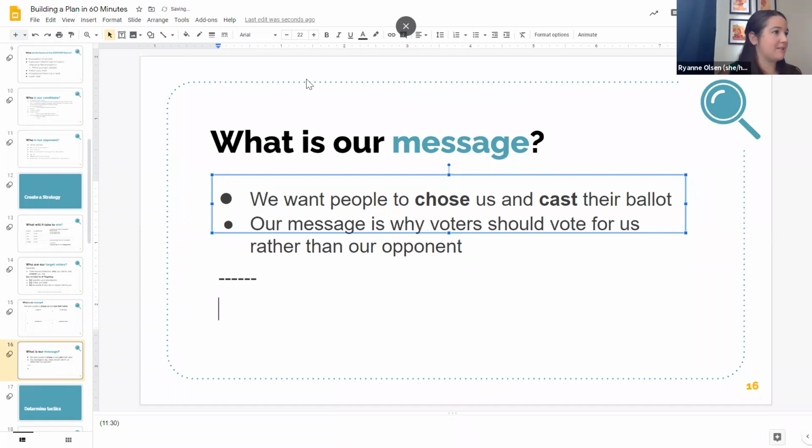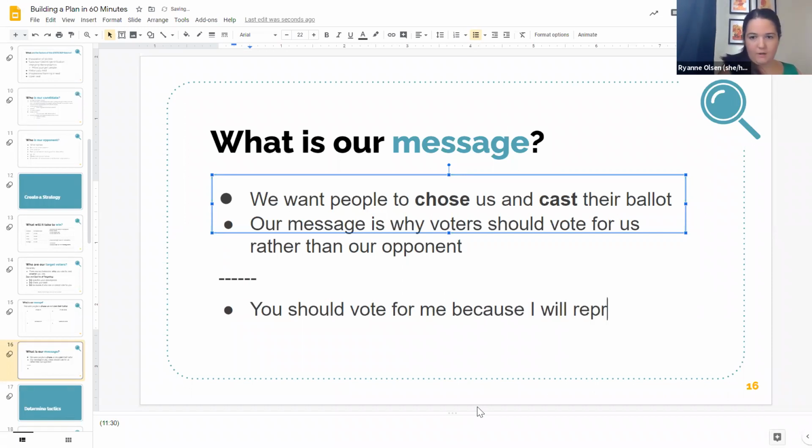And one way I like to start message boxes, even if it drops off later, is: you should vote for me because I will represent local business owners. So that's an interesting one because normally when we take a message, we want to have some sort of contrast. And our opponent also works with business owners, was on the Chamber of Commerce. So we'll have to think about how we make that piece really contrast. What else is something we could say in our message? Why should someone vote for our candidate rather than the Republican woman?